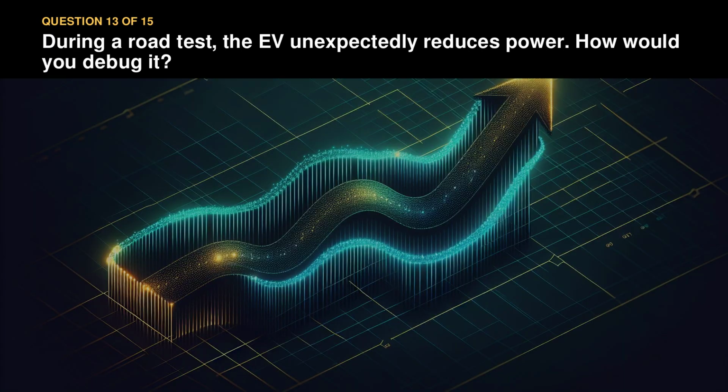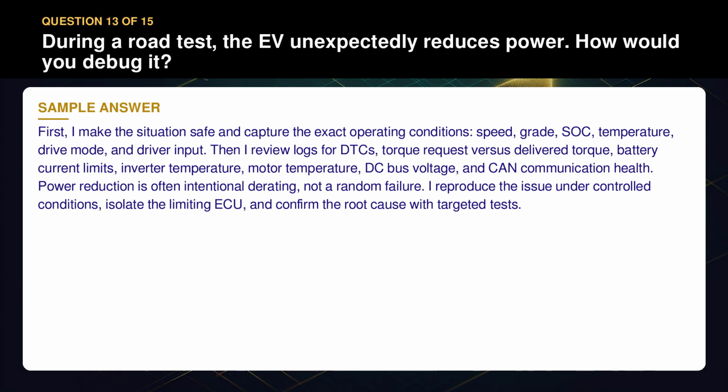Question 13. During a road test, the EV unexpectedly reduces power. How would you debug it? First, I make the situation safe and capture the exact operating conditions: speed, grade, SOC, temperature, drive mode, and driver input. Then I review logs for DTCs, torque request versus delivered torque, battery current limits, inverter temperature, motor temperature, DC bus voltage, and CAN communication health.